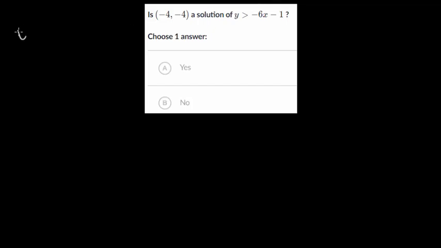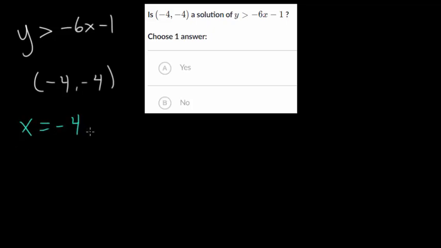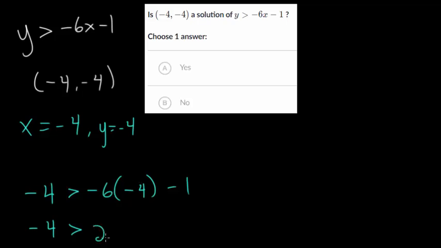So with this one, we have that y is bigger than minus 6x minus 1. And we have this point (-4, -4). We want to see, is that part of this inequality? So we have that x is minus 4, but y is also minus 4. So let's just plug these in. Minus 4 for y, bigger than minus 6 times minus 4, and then we'll subtract 1. So is it true that minus 4 is bigger than, this is 24 minus 1, or we get that minus 4 is bigger than 23?